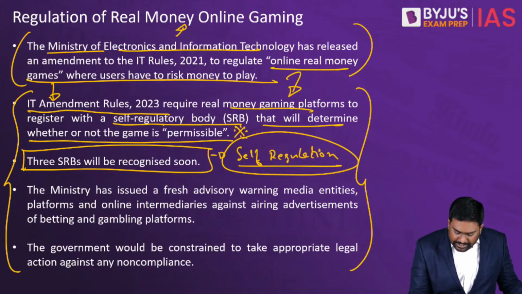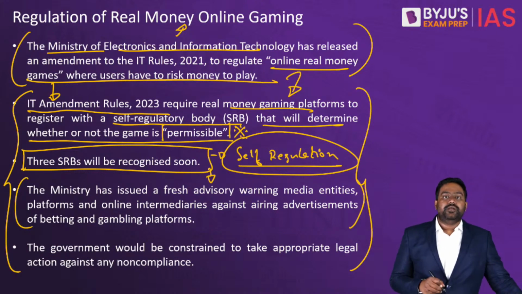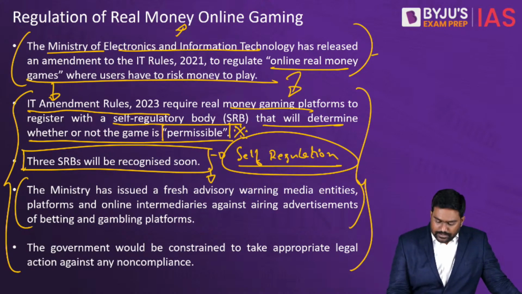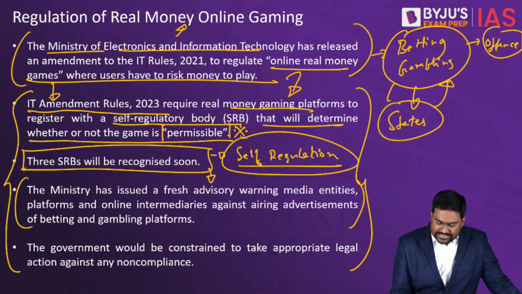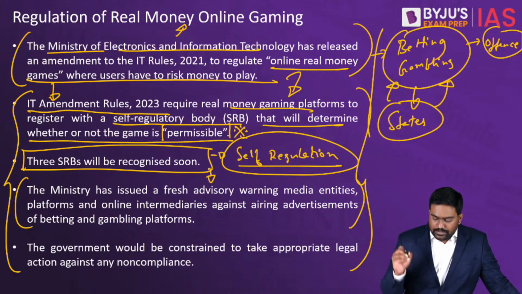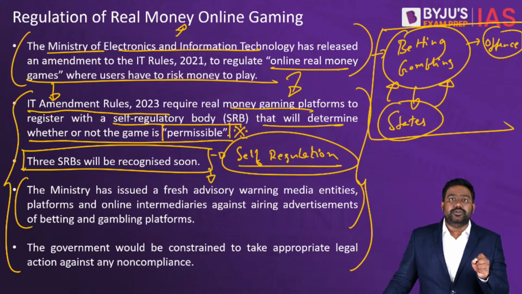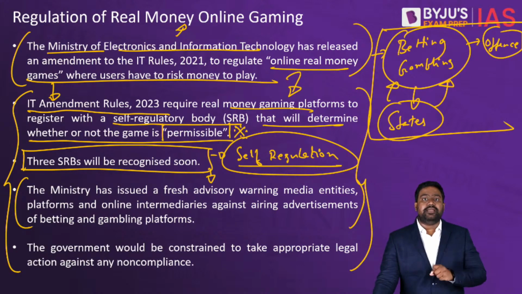Only those who are permitted can operate as legal gaming entities. Those who are not permitted could be labeled as betting and gambling applications, which is an offense. And state governments can take action against such companies and such applications. Is that clear? Regulation is being introduced to the online real money gaming industry.